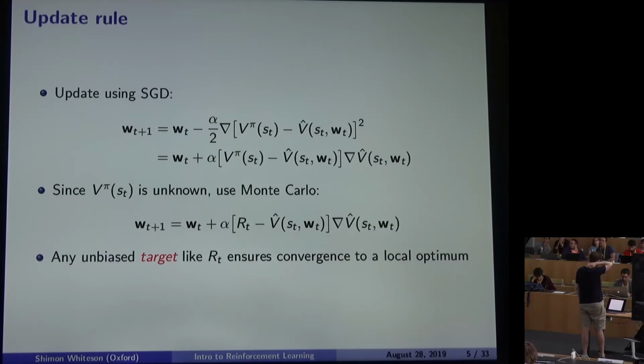And it will converge to a local minimum. So I'm just doing stochastic gradient descent, so I'll travel to some local minimum. And in fact, I can use not just the sample return here, I can use any unbiased target that I want, and I will converge to a local minimum. As long as the quantity that I use here is an unbiased estimate of the true value of the policy for that state, I will converge to a local optimum.